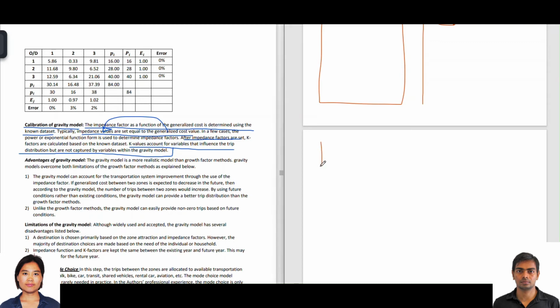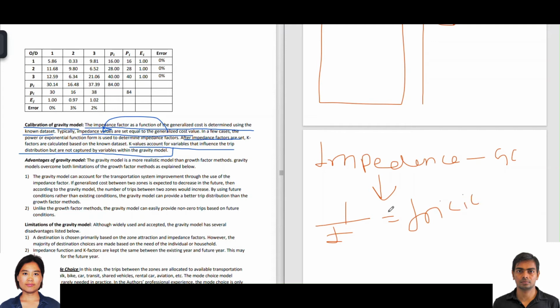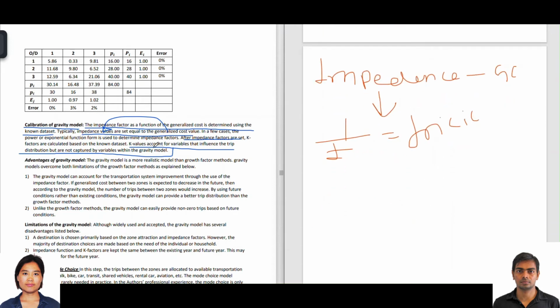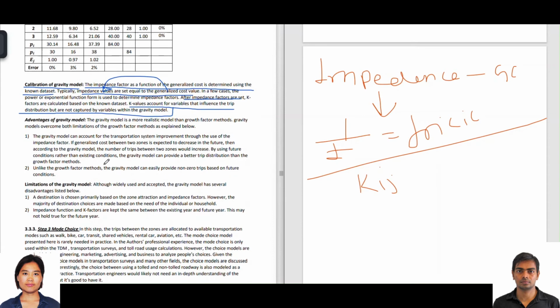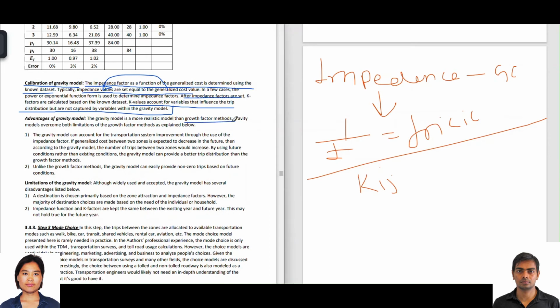So first, the impedance factor is calculated based on generalized cost. Based on impedance factor, 1 over impedance factor gives us the friction factor. And we use the large data set to estimate this instead of going and trying to figure it out one by one. And then after this work is done, then we go and use the large data set to figure out the calibration factors.